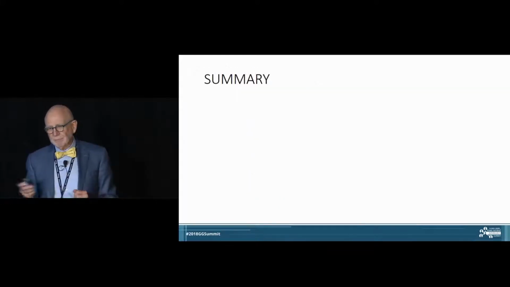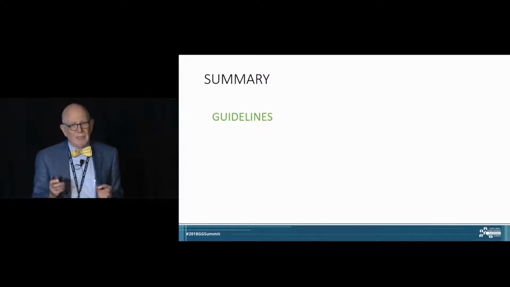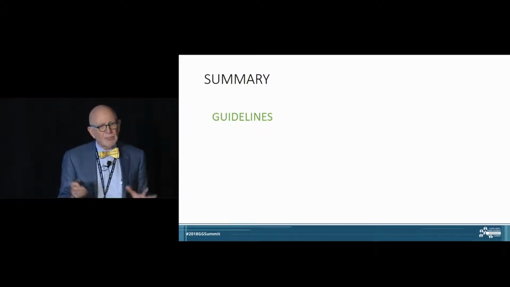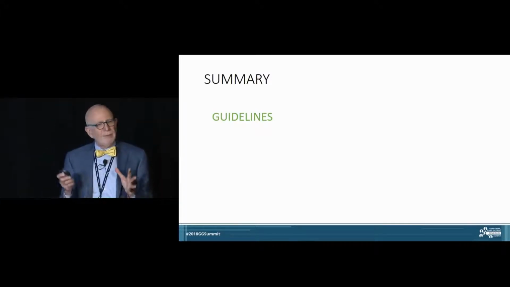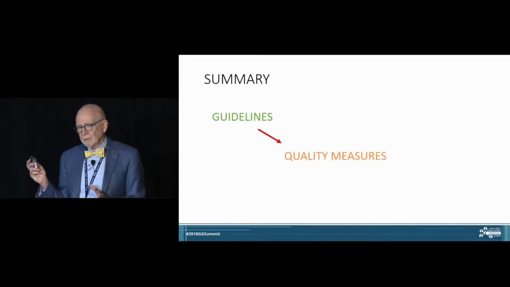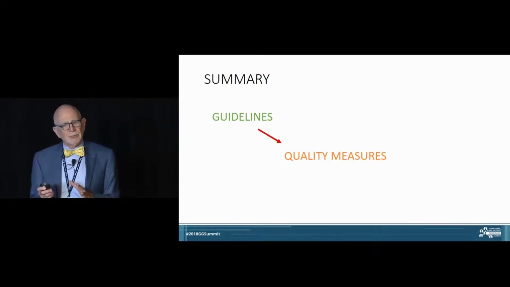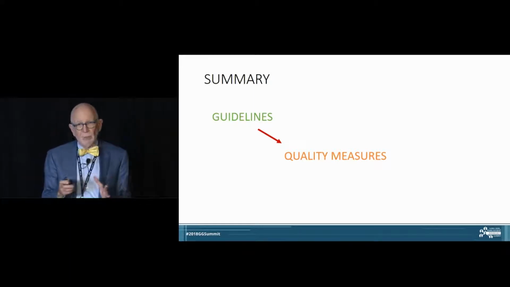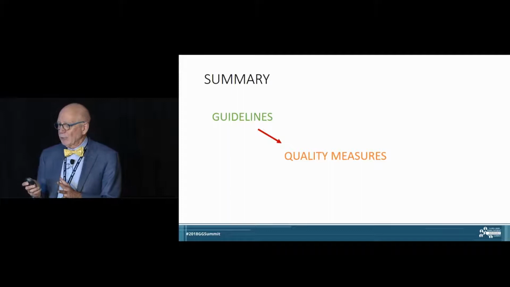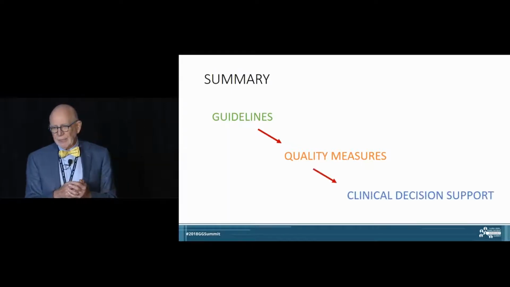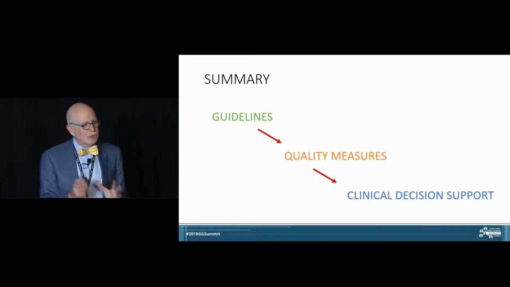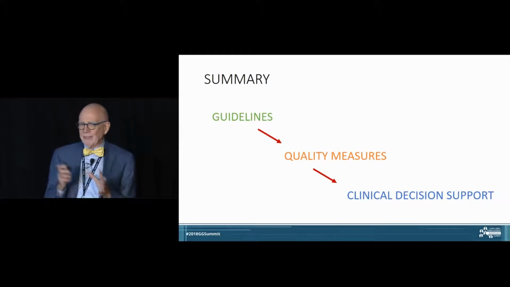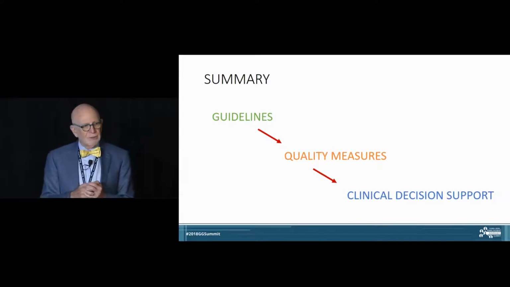So in summary, we started talking about guidelines, which are necessary to bring knowledge together and make recommendations. We then talked about quality measures as a means of quantifying how someone is doing and making it accountable to the world. And finally, using clinical decision support to take that knowledge and bring it to the office in a usable fashion.